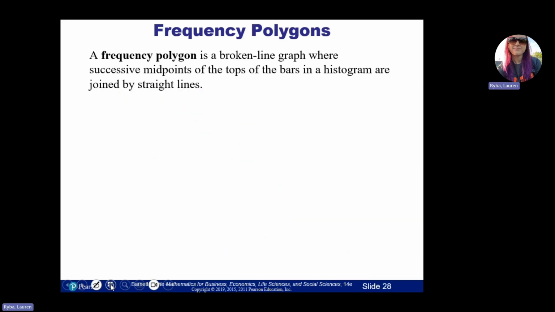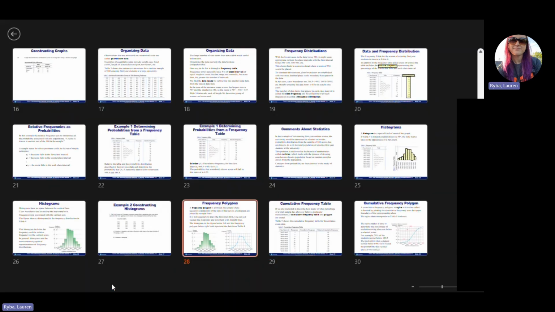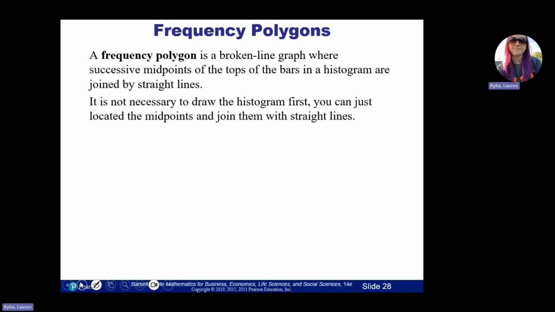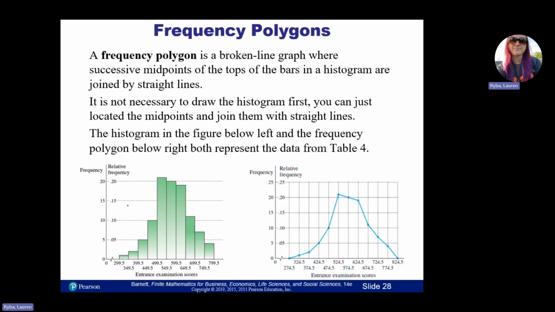I think this is the last graph we do. Frequency polygons. So basically, it's going to look like a broken line graph on top of a histogram. If you have a histogram, what you do is you find the middle of the bars, and then you connect all of those together, and it creates what's called a frequency polygon. You don't have to draw the histogram first. The key is that your dot is going to go in the exact middle of your spread of values.